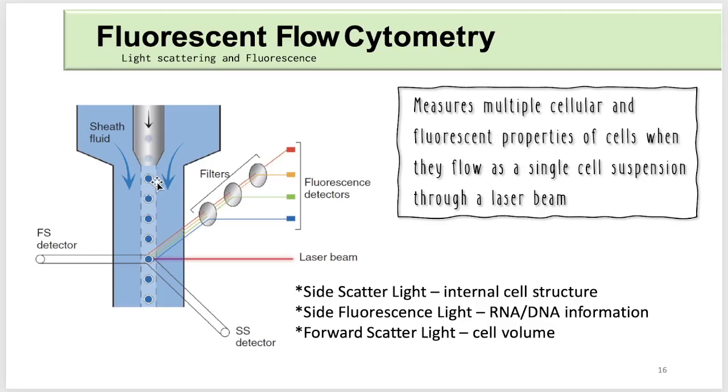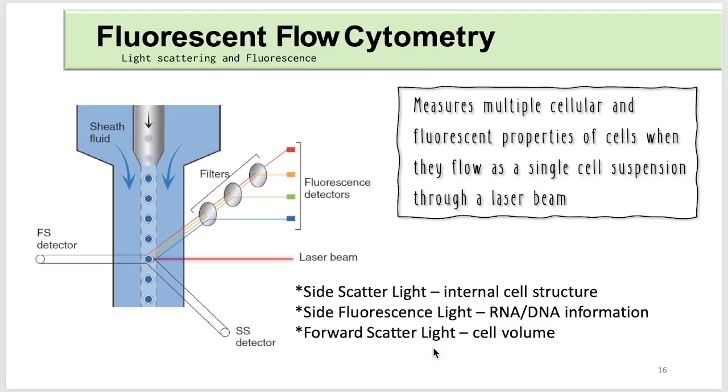So, dadaan yung flow cell natin, yung cell natin dito isa-isa. May laser beam tayo and the different detectors that will identify the properties of your cell. Kasi nakalagay yung side scatter light for your internal cell structure, side fluorescent light. So nagdagdag tayo ng another property, guys. So we are using your fluorescence detectors. Kasi yung fluorescence detector will tell us the RNA and DNA information. And lastly, your forward scatter light.